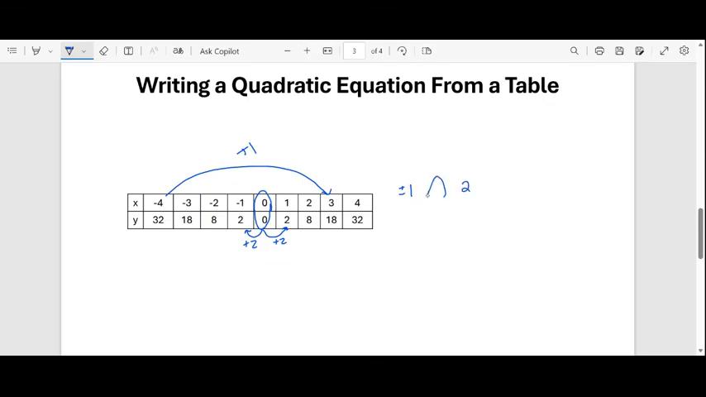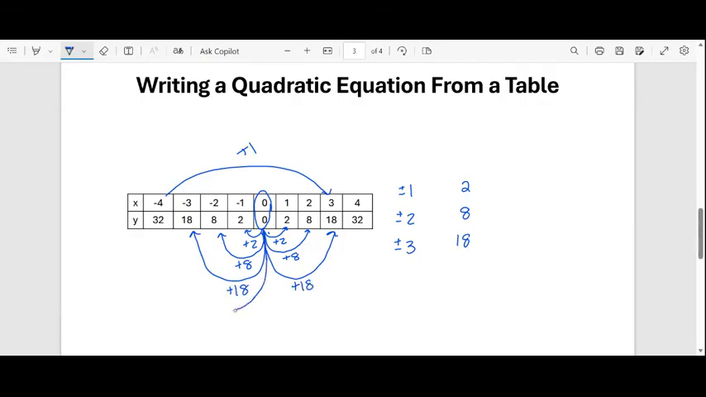And I want you to give yourself some space right here. Trust me, I'll show you why. If I go left or right 2 from the center, I am going up by 8. If I go left or right 3 from the center, I'm going up by 18. If I go left or right 4 from the center, I'm going up 32.